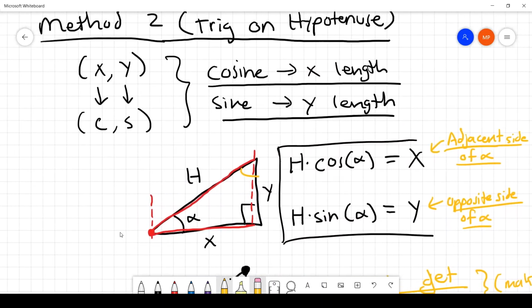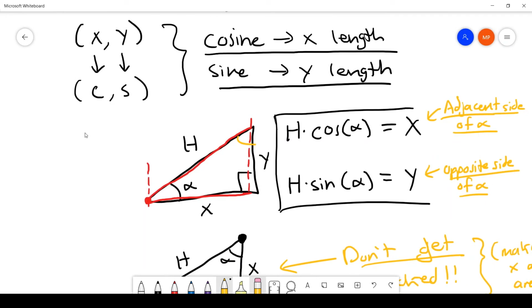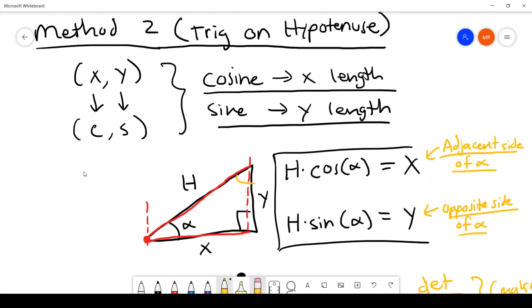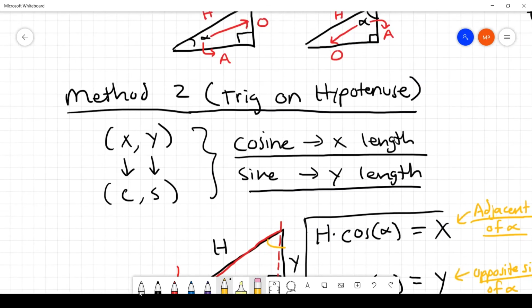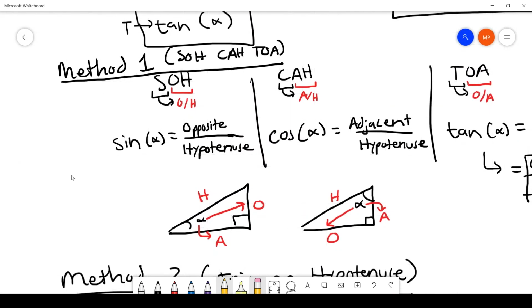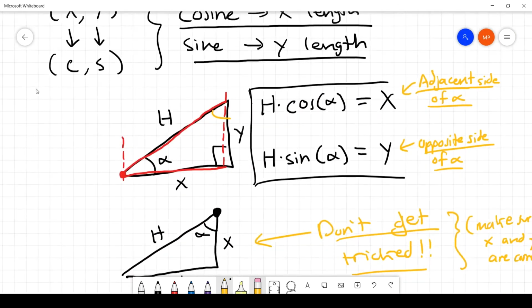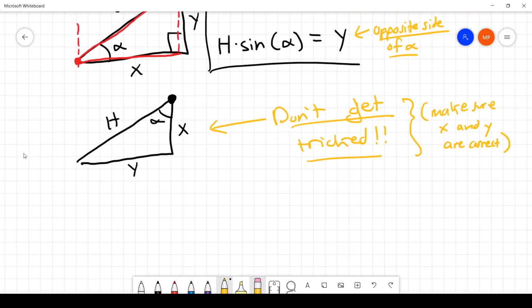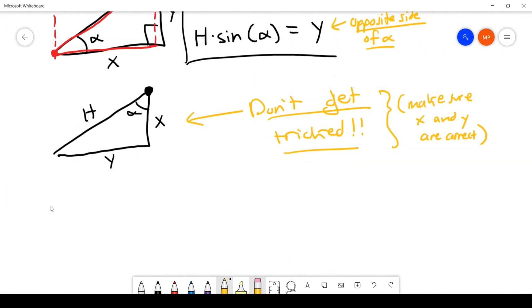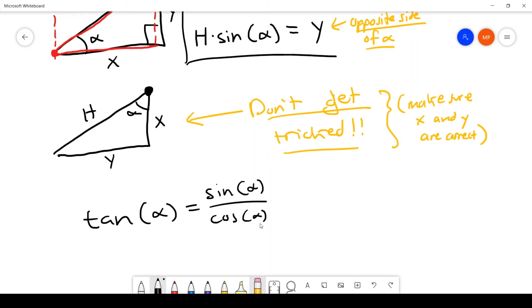So we have these two methods for remembering this: you're applying the trig functions on the hypotenuse, and you have the Sohcahtoa method. Of course, for method 2, I skipped it because I don't even remember it in my head, but the tangent of alpha, in this case, would be equal to sine of alpha over cosine alpha.